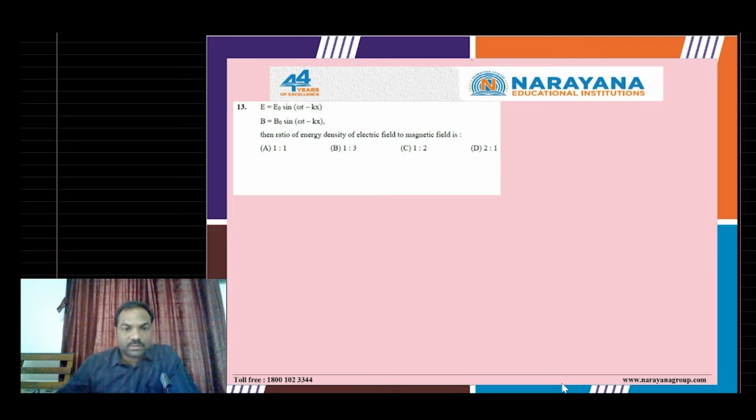So here go with question number 13, which is related to electromagnetic waves. But once you know electromagnetic waves, this is a very straightforward question. They have given electric and magnetic field equations, maybe to confuse you a little bit, but they're asking the ratio of energy density of electric field to magnetic field. We know that in electromagnetic waves, both energy densities are equal. Energy density stored in electric field as well as magnetic field will be equal. Then the ratio goes to 1:1. It's a very, very direct question.